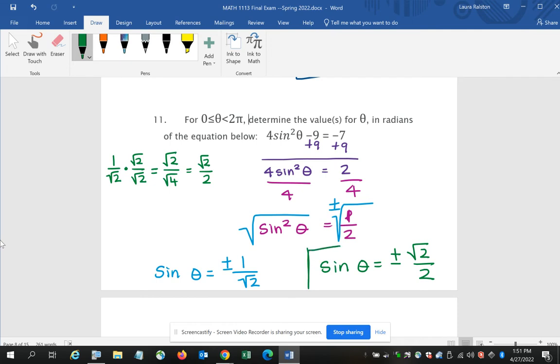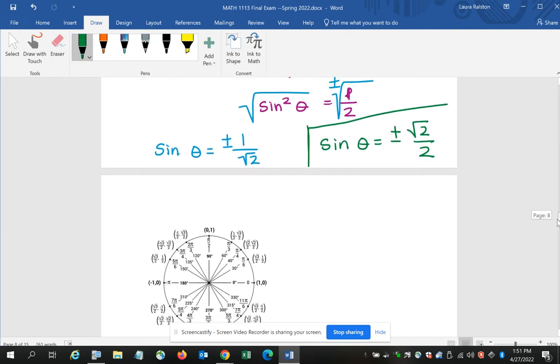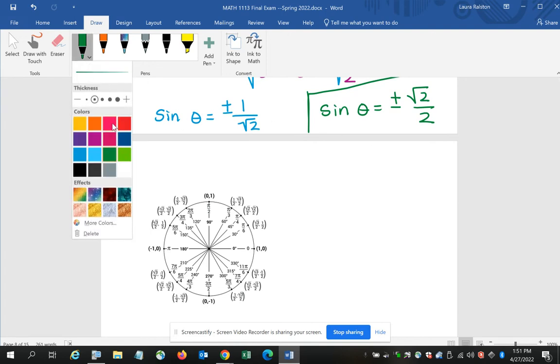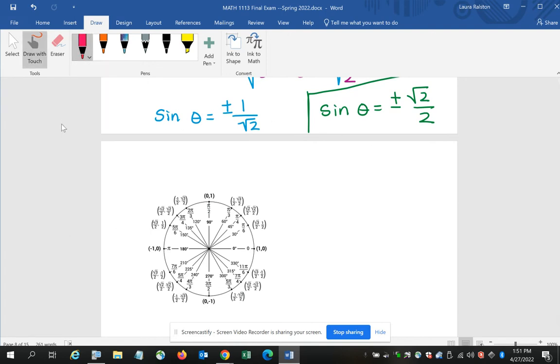So I'm asking myself, where on the unit circle does the sine equal square root 2 over 2? And it can be positive or negative. So remember on the unit circle that the sine of the angle corresponds to the y coordinate. So if I look at my unit circle, wherever my y coordinate is square root 2 over 2, positive or negative, that's going to be my answers.